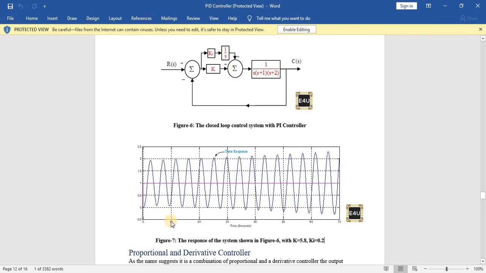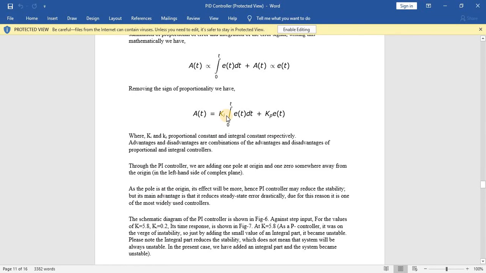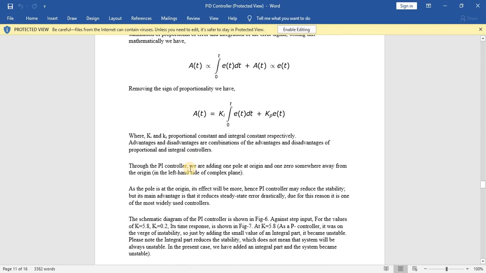There is a large offset. In this controller we are adding one pole at the origin and one zero somewhere away from the origin. As the pole is at the origin, its effect will be more, because of which the PI controller may reduce the stability. So this controller has a disadvantage, but one advantage is that it reduces steady state error drastically. Due to this reason, this is the most widely used controller.